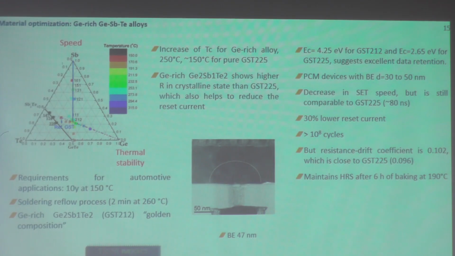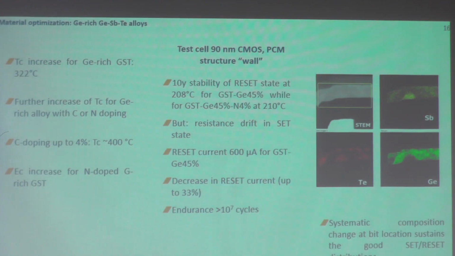So of course then after several years there were many projects and research on improvement of this so-called golden composition, and here some other research. In this case they used GST and they alloyed up to 45% of germanium into the matrix. Such GST also showed very high TC.